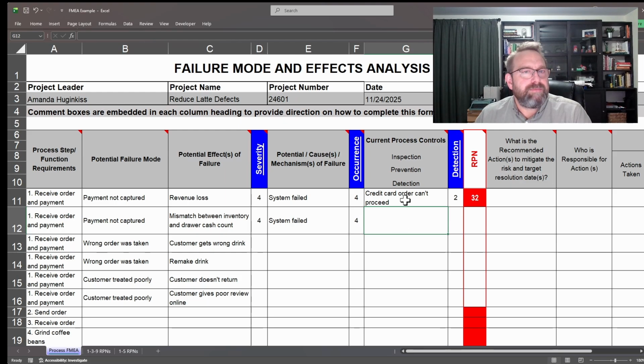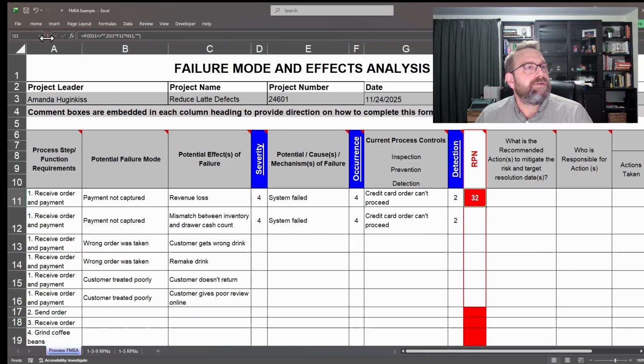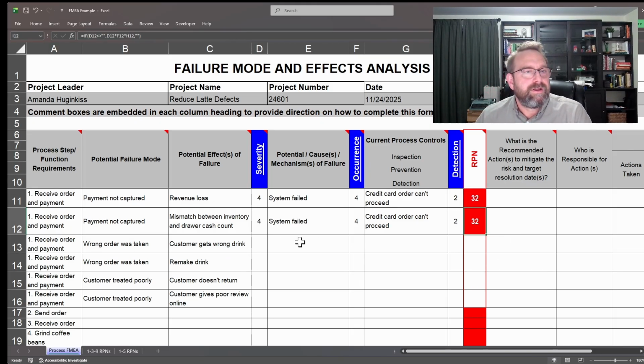Is there any process controls? Maybe we're right back to that same thing where you could have a system failure, but we wouldn't have been able to proceed with this situation. So maybe we do fall back on the fact that we think our system is going to prevent it. All right, so now I got to do some copy and pasting. There we go. All right, so let's keep moving.